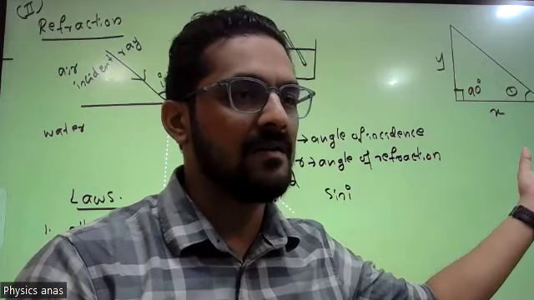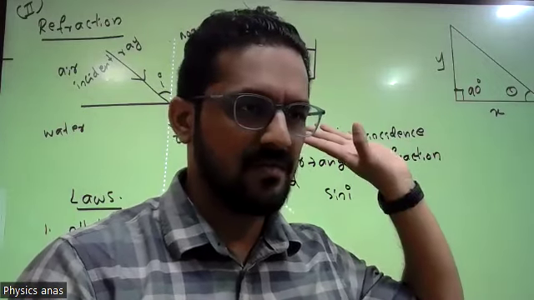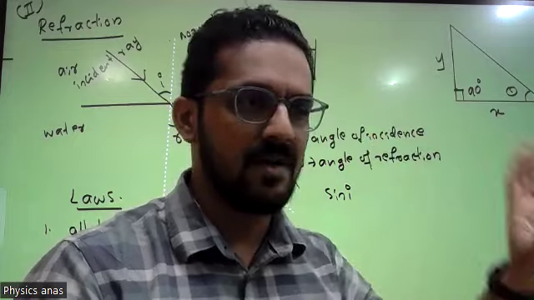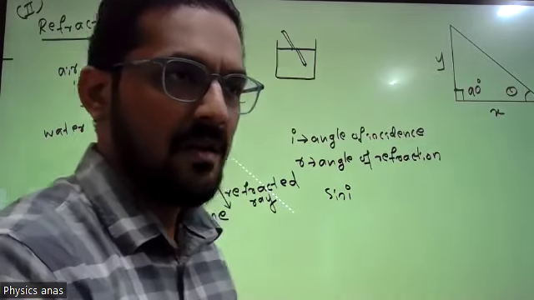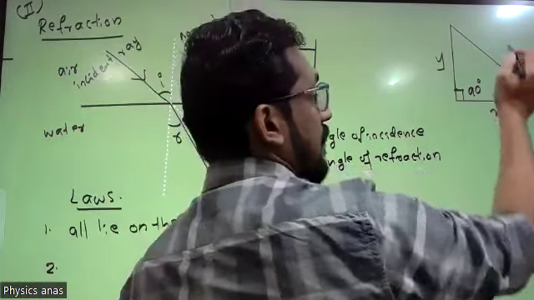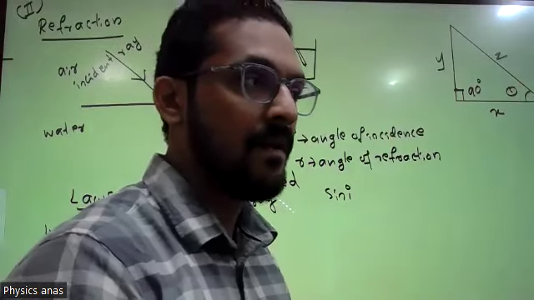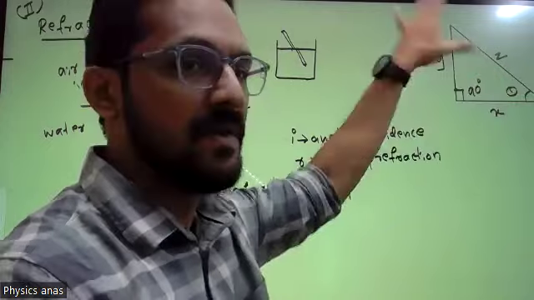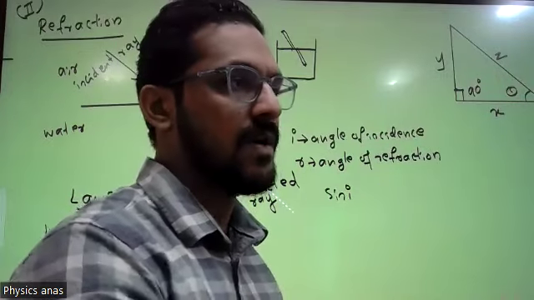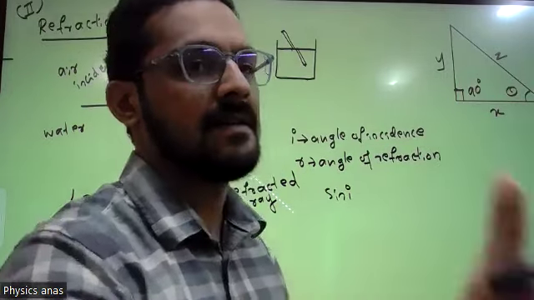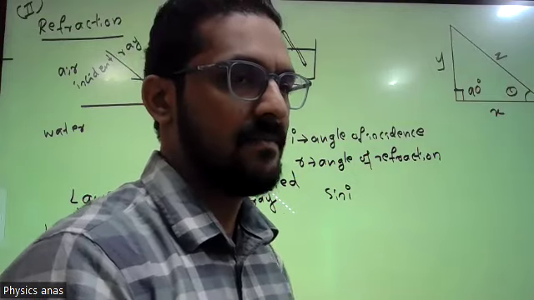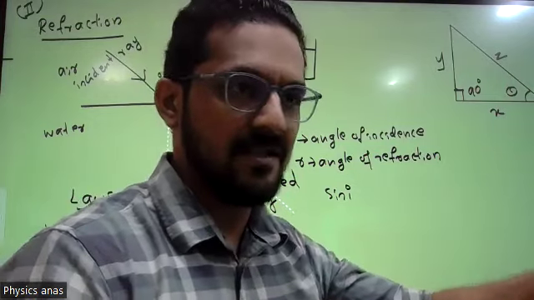You can apply here Pythagoras theorem. You are already aware of Pythagoras theorem. What is Pythagoras theorem? Hypotenuse square. This is hypotenuse. Hypotenuse square will be x square plus y square, that is, the base square plus the vertical square. You know that is Pythagoras.